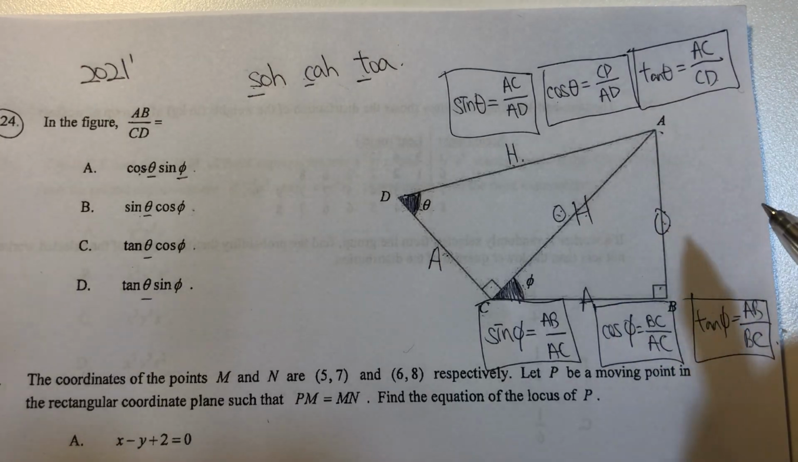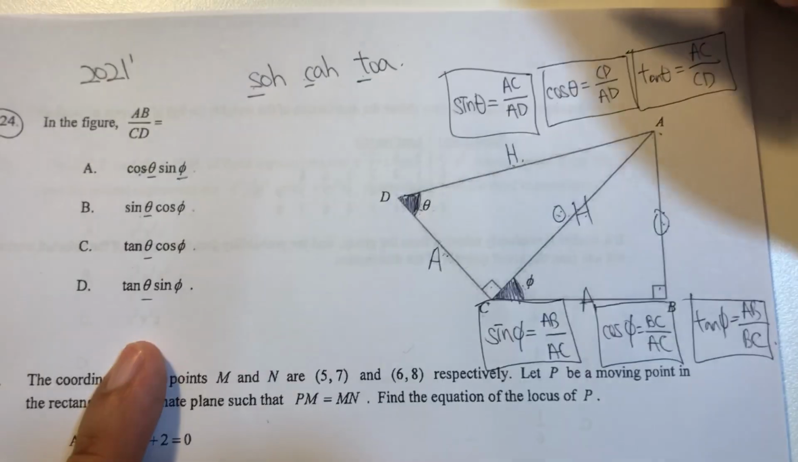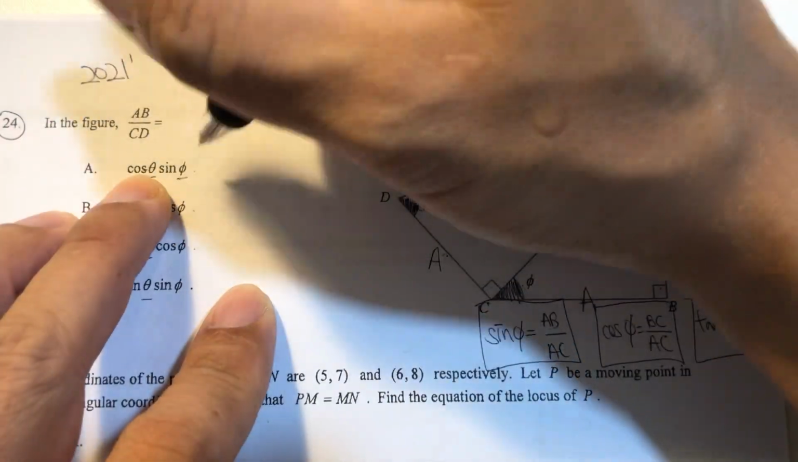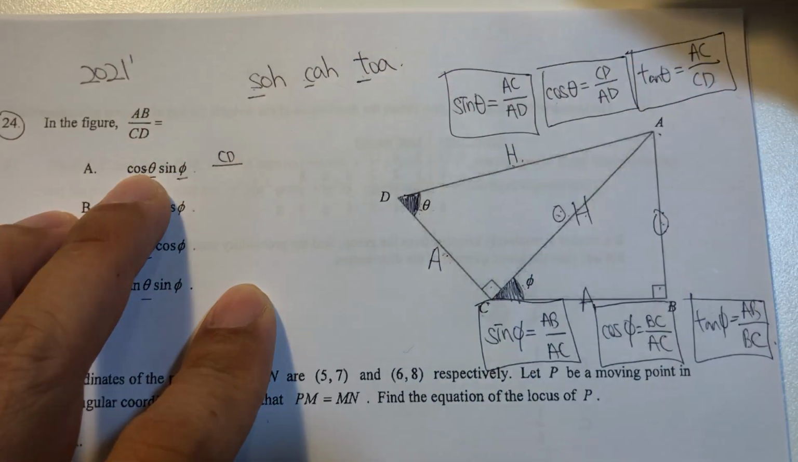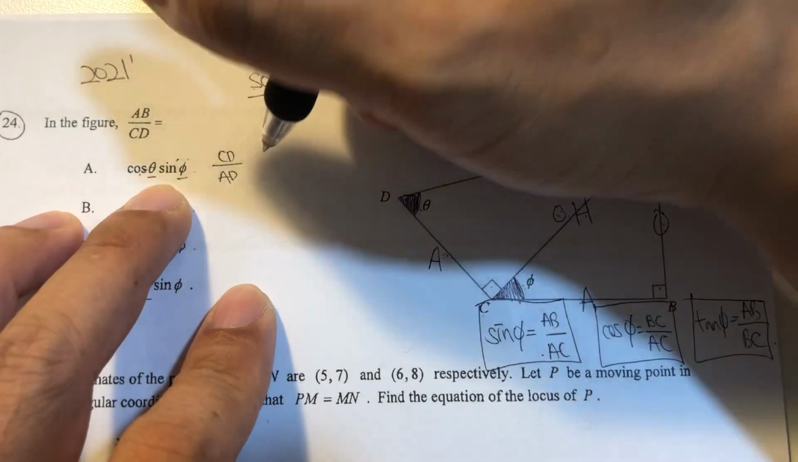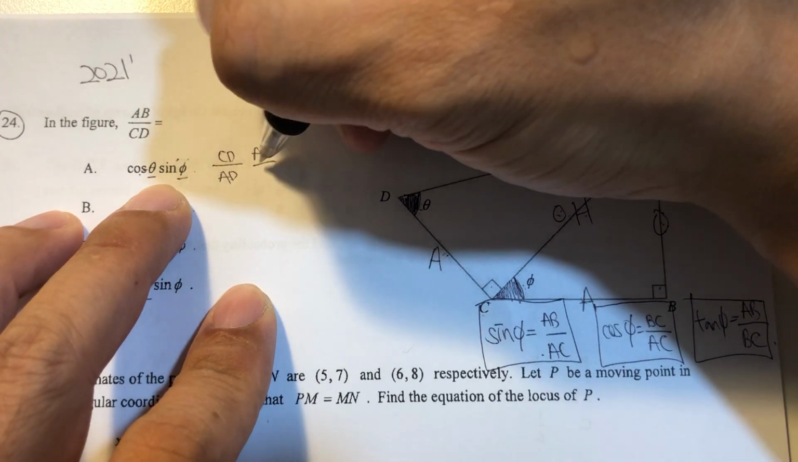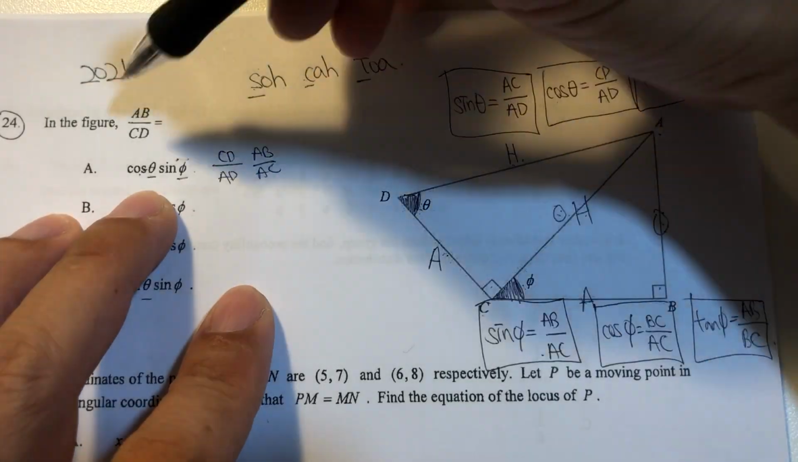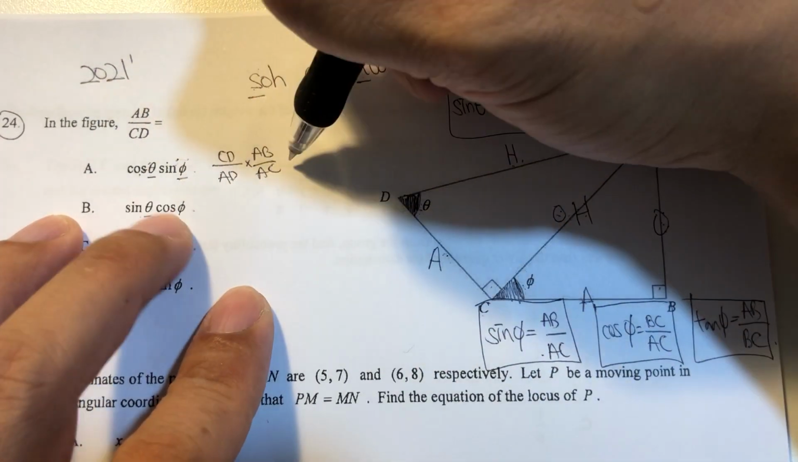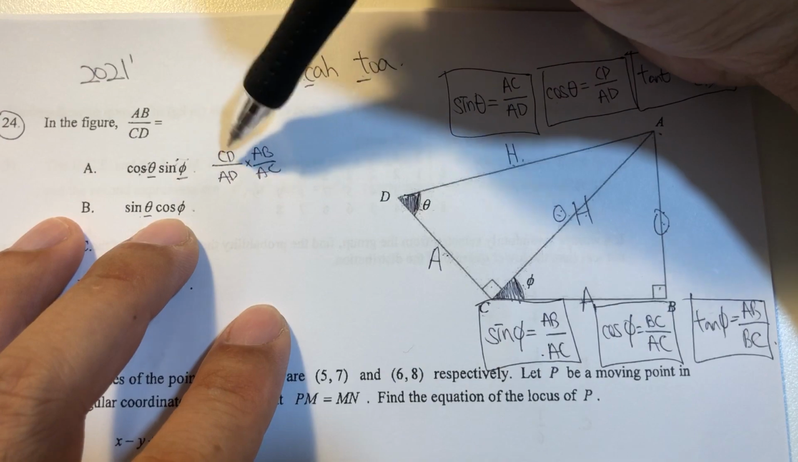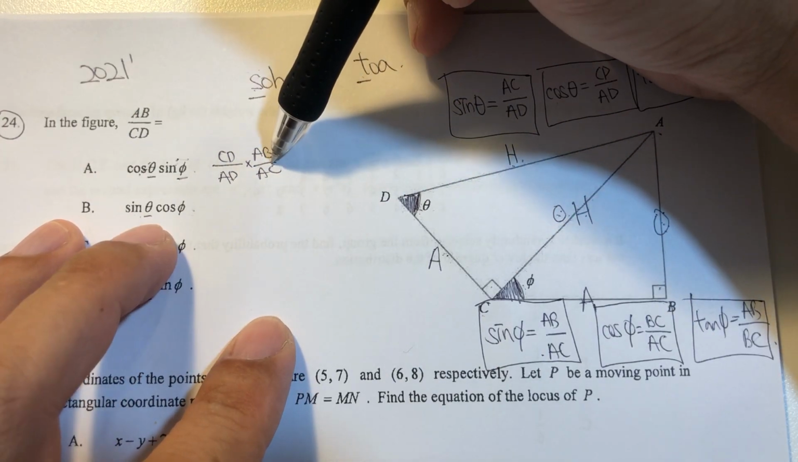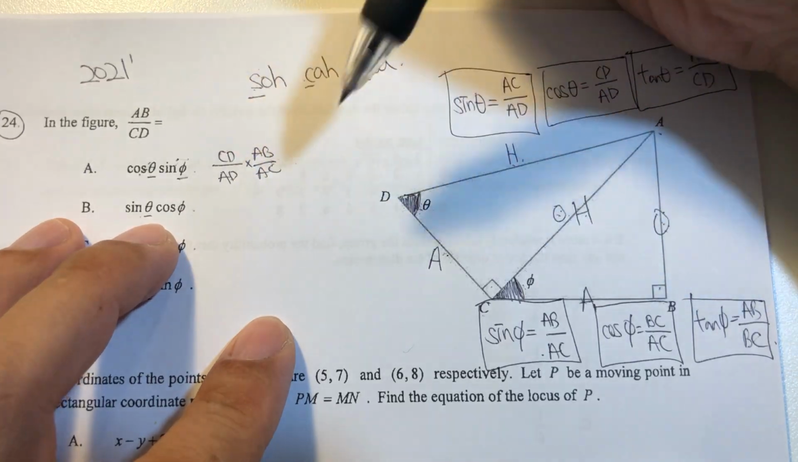And now it's time to put them back inside all these options. The first one, cosine theta, we know that it is CD over AD, while sine phi is AB over AC. And we are supposed to multiply them together, so we have to find the product. Sadly, there's nothing that we could cancel, so this is the best that we could do. So just leave it here.